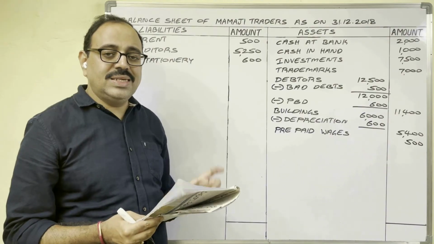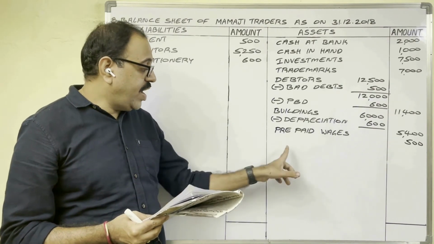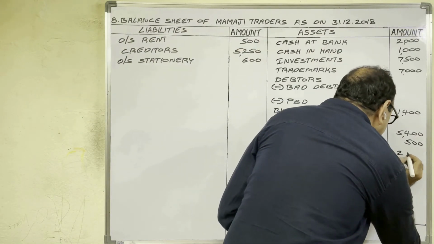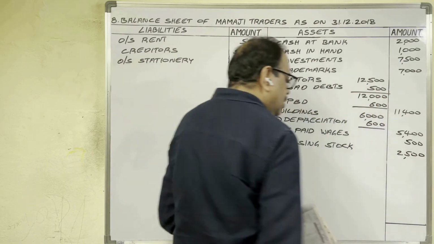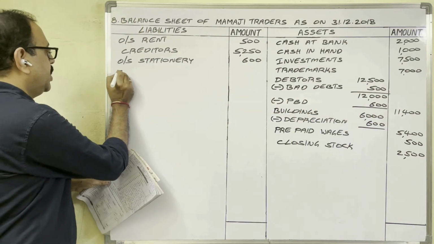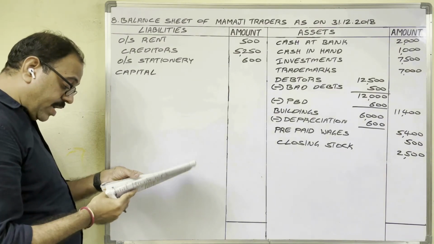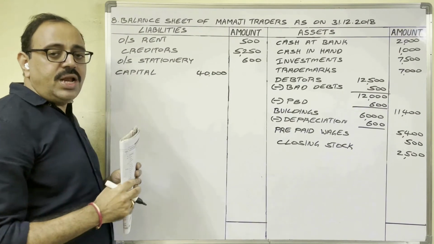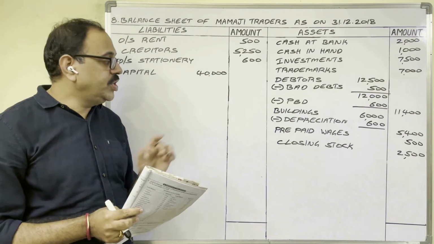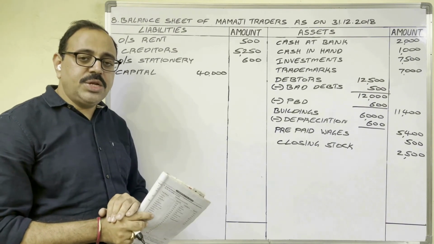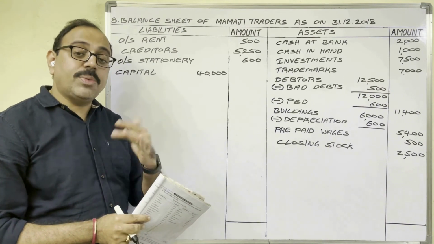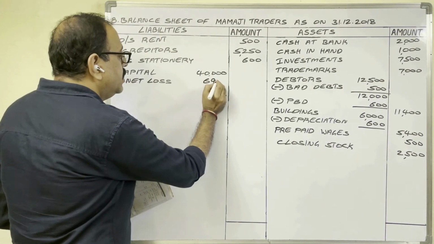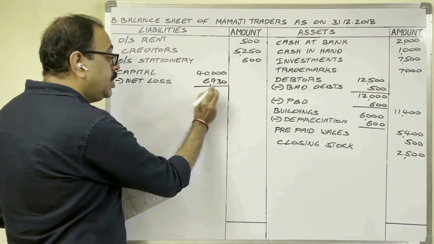Interest on drawings. This is related to capital adjustment. Now finally write down closing stock on the asset side. The closing stock amount is given in the adjustments, 2,500 rupees. Come to the liability side, capital adjustment. In the credit column of the trial balance, the capital amount is 40,000 rupees in the inner column. In the profit and loss account, if our answer is net profit, we should add that amount to capital. But in the present problem, net loss came. Net loss we have to subtract from capital. Minus net loss, 6,930 rupees. Remaining amount in the inner column.